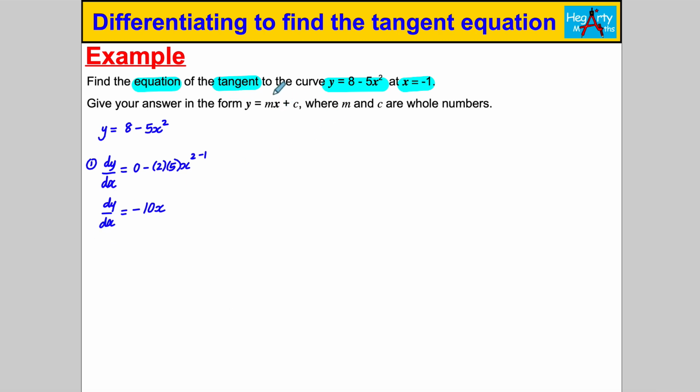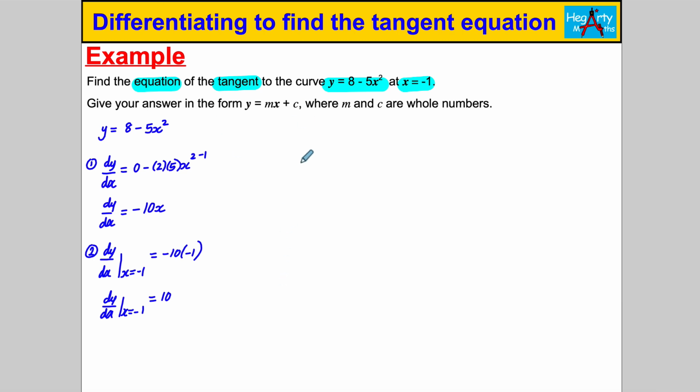Now, we want to find the equation of the tangent at x is equal to negative 1. Let's work out the gradient of the curve at x is negative 1, which is also going to be the gradient of the tangent at x is negative 1. So step 2, let's work out dy by dx, our gradient function, evaluated at x is equal to negative 1, i.e. substitute negative 1 in here. So negative 10 multiplied by negative 1 gives us 10. So dy by dx at x is equal to negative 1 is equal to 10. The gradient of the curve at that point is 10, so the gradient of the tangent to the curve at that point is also 10.